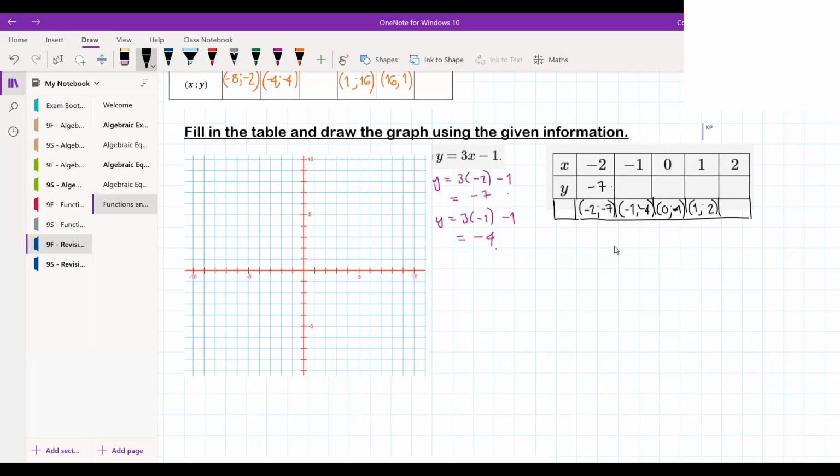That's a negative over there. All right, if x is equal to 2, I'm going to open brackets and I'm going to go 3 times 2 is 6 minus 1 is 5. So I'm going to get (2; 5) close brackets. Now, have a look at all my coordinates.